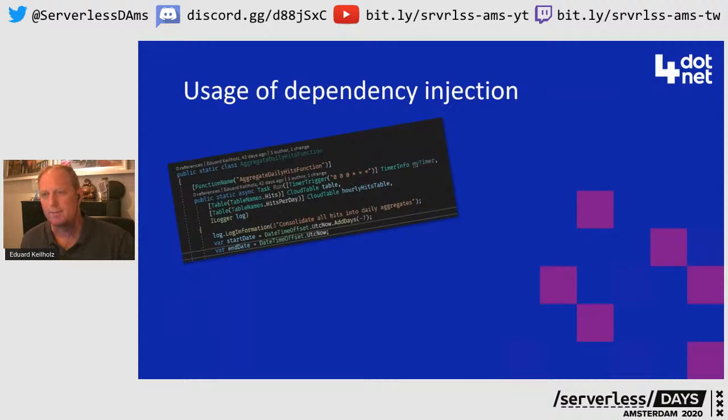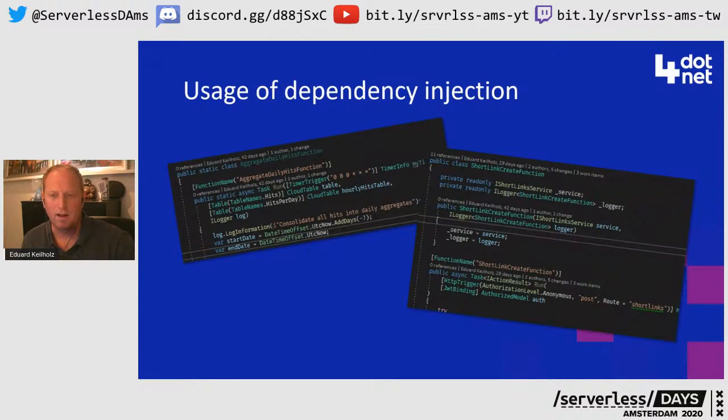But sometimes it's a good idea to use dependency injection, and your function looks a little bit different then, because you can see for this function the class is static, the run method is static, and when you use dependency injection, you cannot use that anymore, because you need a class constructor to do the dependency injection. And that's mainly because the biggest difference between dependency injection in Azure Functions and, for example, an ASP.NET project is that you can only use constructor injection in Azure Functions, where you could use injection in your controller for an ASP.NET project, for example.